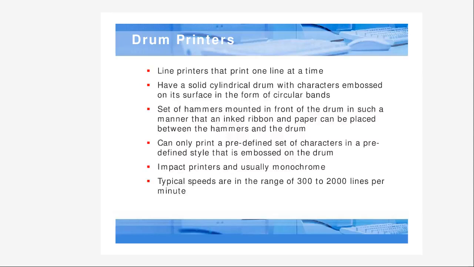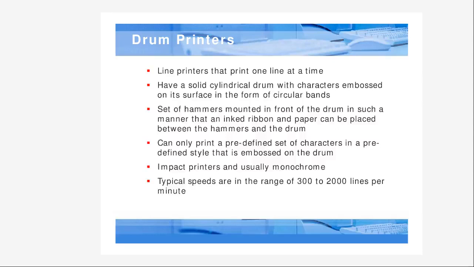Then a set of hammers is mounted in front of the drum in such a manner that an inked ribbon and paper can be placed between the hammers and the drum. So we are using a solid cylindrical drum with characters embossed on its surface, and also an ink ribbon and paper placed between the hammer and the drum. It can only print a predefined set of characters. Why do we print only a predefined set of characters, students?